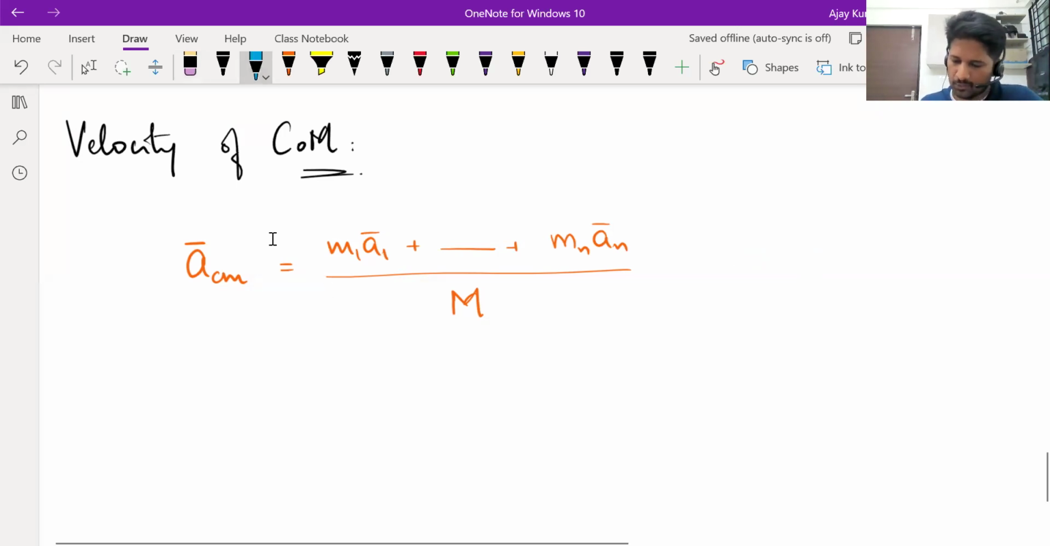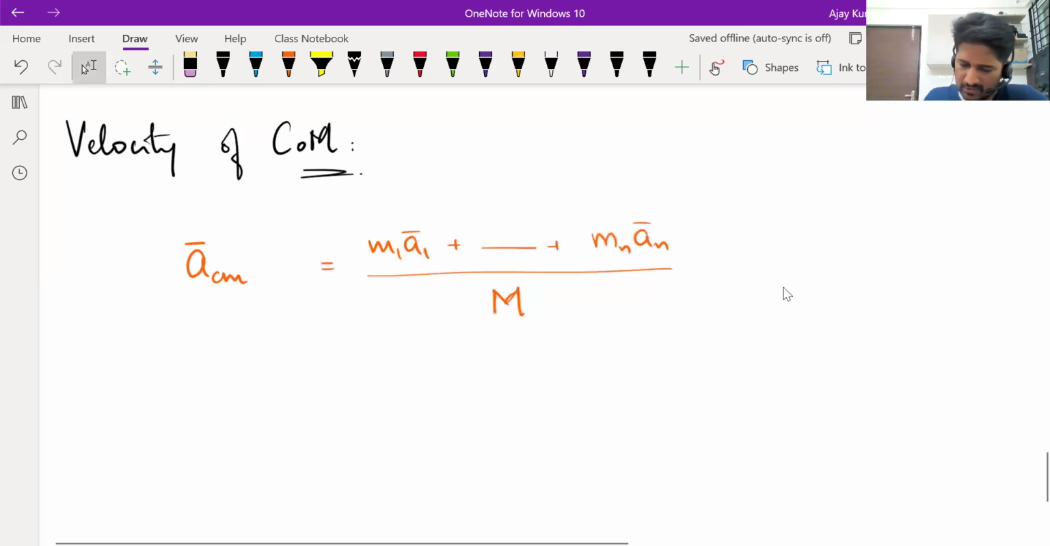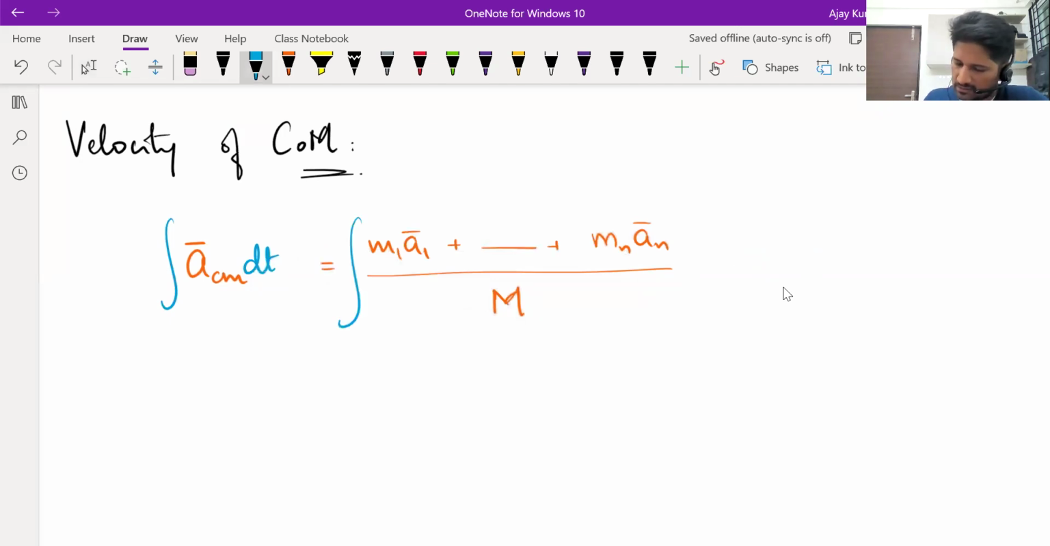You integrate both sides with respect to time now. So integral A_CM dt is equal to integral of this whole thing dt. You can write it like this. And integrating acceleration, you get change in velocity. So the left-hand side can be written as V_CM plus some constant. Generally, when you integrate indefinitely without limits, you have to add an unknown constant. This should be equal to the right-hand side.